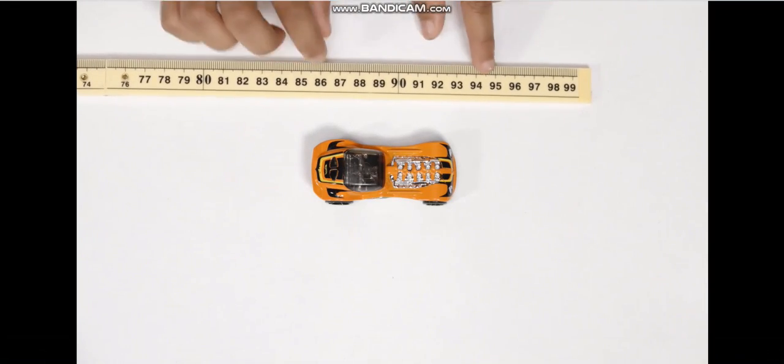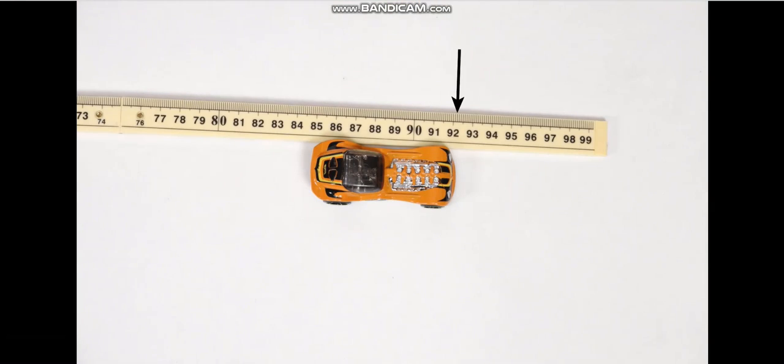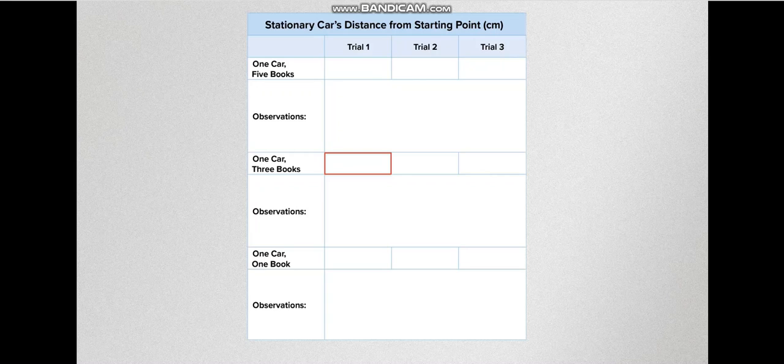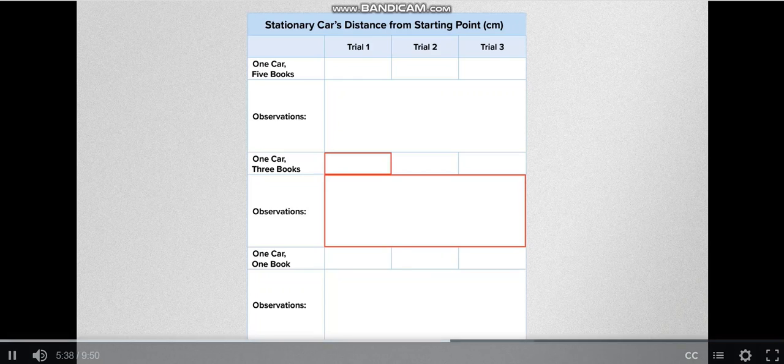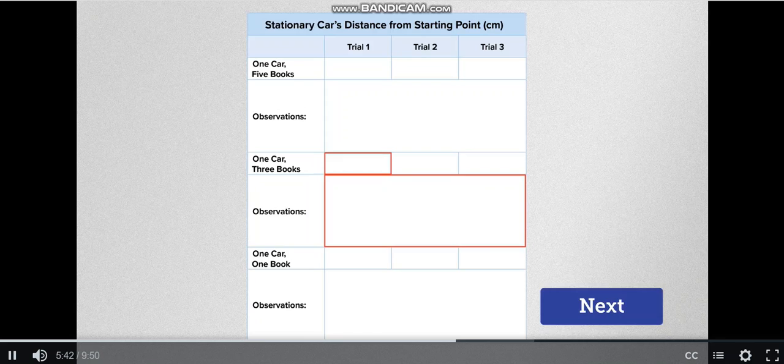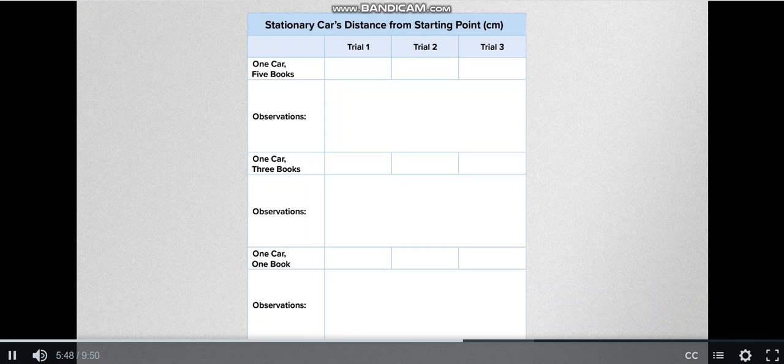Measure how far the car moved. Record this measurement in your data table for trial 1. Record any other observations you had. Select Next when ready. In your table, select Trial 2 for the 1-car, 3-book test.